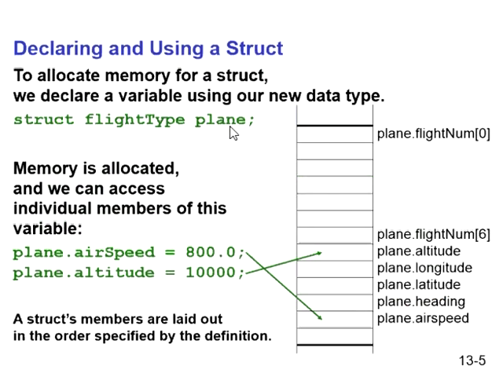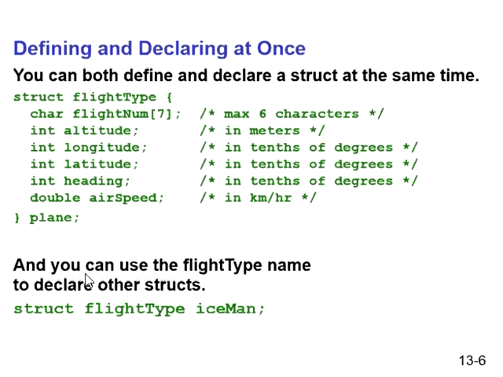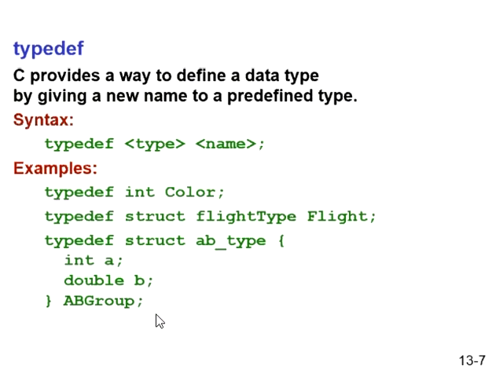And inside the variable plan, you have each element, the memory location for flight number, memory location for speed, and altitude, etc. If you want to work with each element of the struct, we use the dot operator. And we can define and declare at once, for example, plan. That is a variable, and we can assign a value to each element.